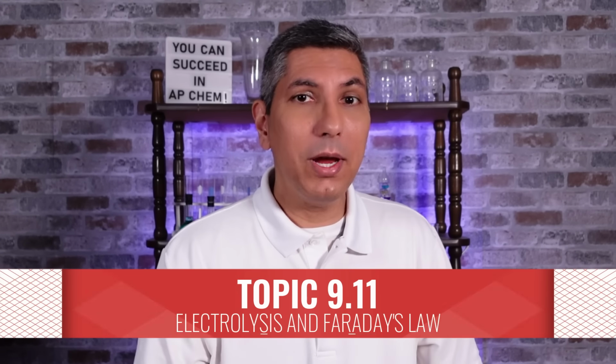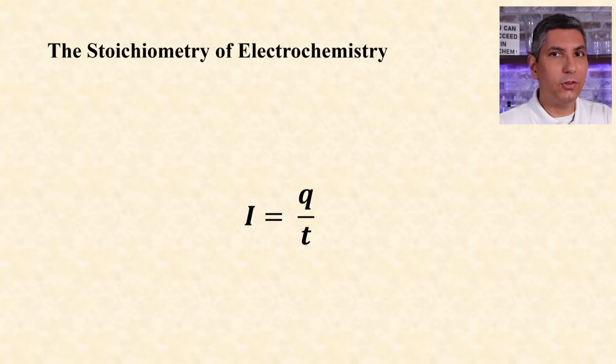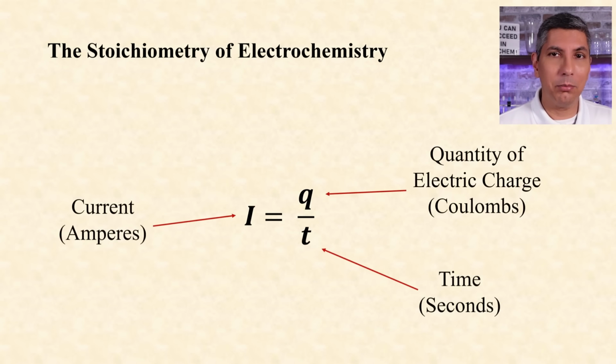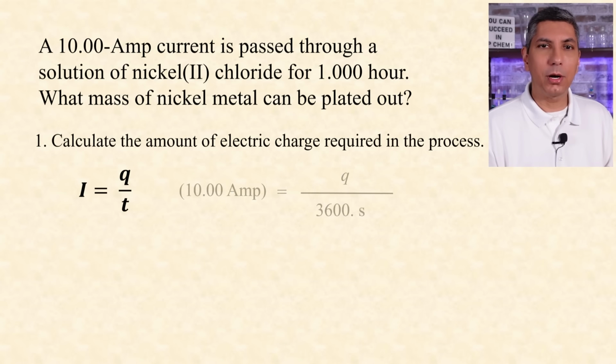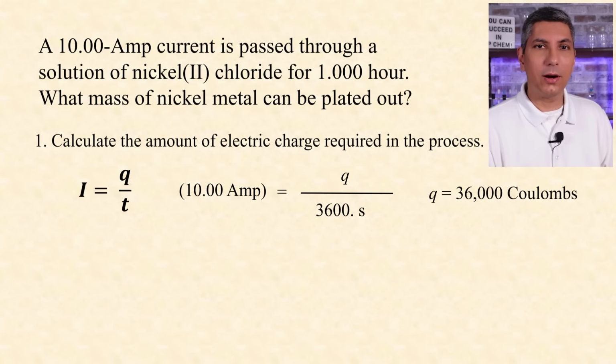Electrolytic cells are non-favored processes which we have to drive using an external power source. These are often used for plating out metals. This equation is used for those types of processes. The current in amps equals the total quantity of charge transferred in coulombs divided by the time in seconds. So if we have this nickel plating process and we run a 10 amp current for 1 hour, which is 3,600 seconds, we'll transfer 36,000 coulombs of charge.